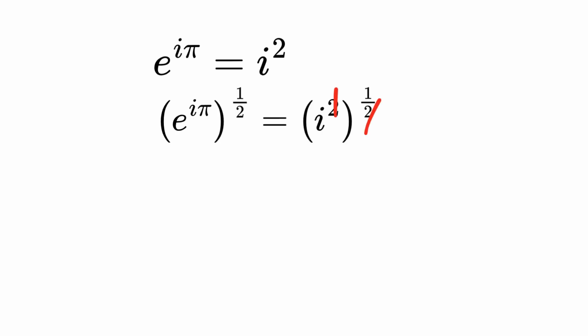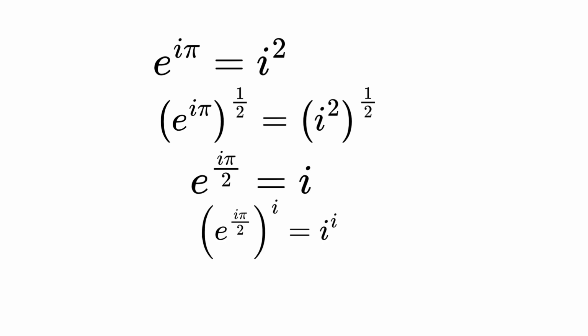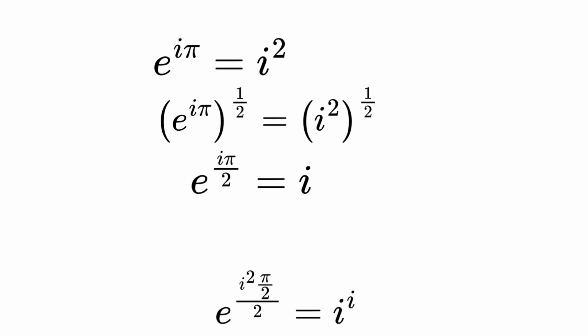This 2 and this 2 will be cancelled out, then we get e power i pi by 2 is equal to i. Now apply whole to the power i on both sides. Then we get e power i square pi by 2 is equal to i to the power i. i square is minus 1, then we get e to the power minus pi by 2 is equal to i to the power i. So we have got our answer.